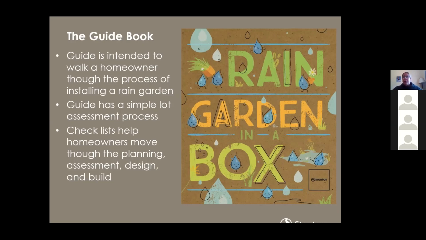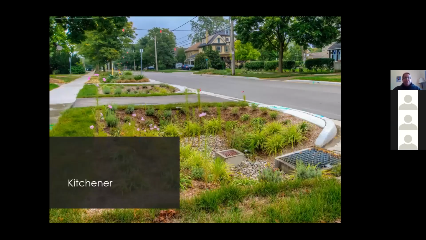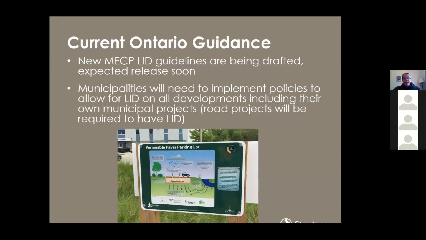So the next program I'd like to talk about is the City of Kitchener. That's the city that I live and work in currently. And currently in Ontario, there are no LID guidelines at a provincial level. They are drafting those guidelines. They're expected to be released soon. They've kind of been expected for 6 years now, so soon is a relative measurement.